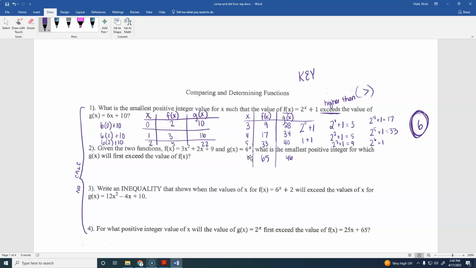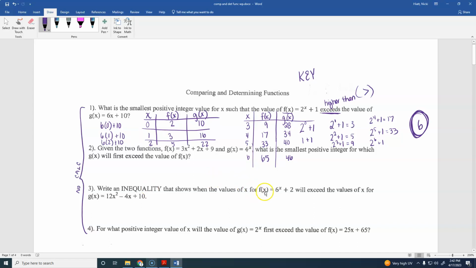Okay, so you have a few more questions that are similar to this. Number 3 is a little bit different. Let's just look at it together. It says, write an inequality that shows the values of x for f of x equals 6 to the x plus 2 will exceed the values of x for g of x equals 12x squared minus 4x plus 10.